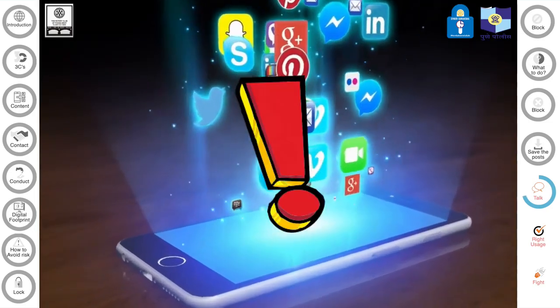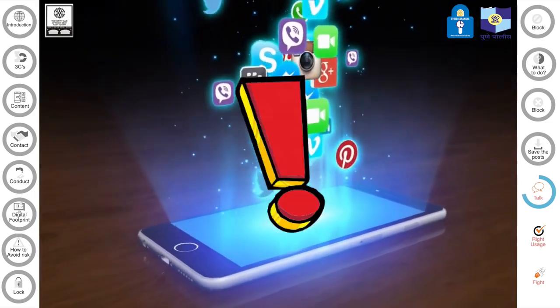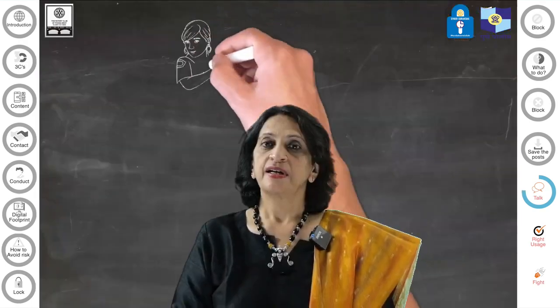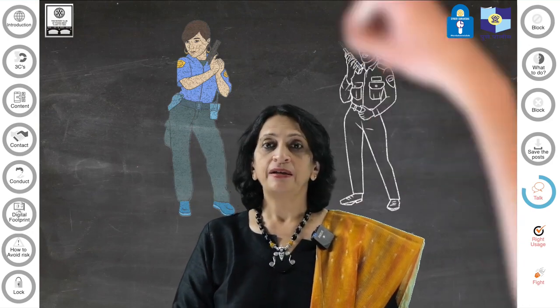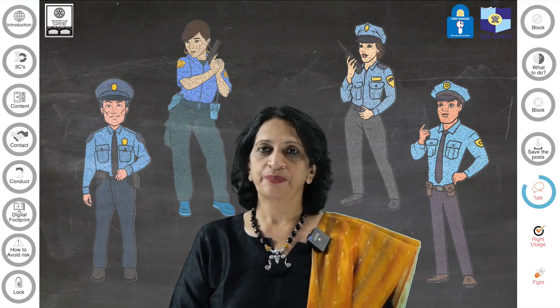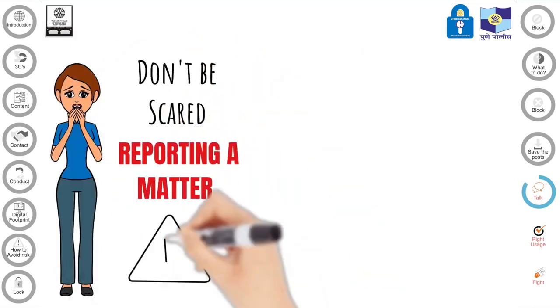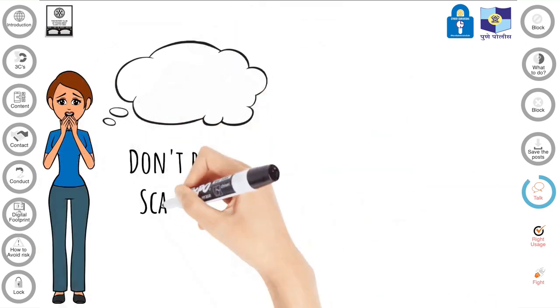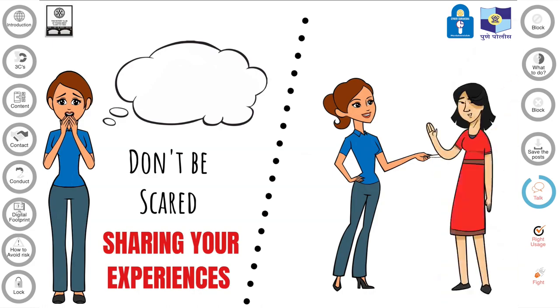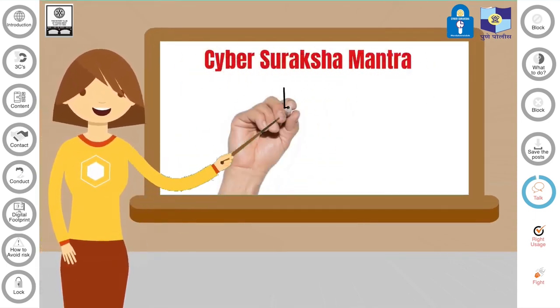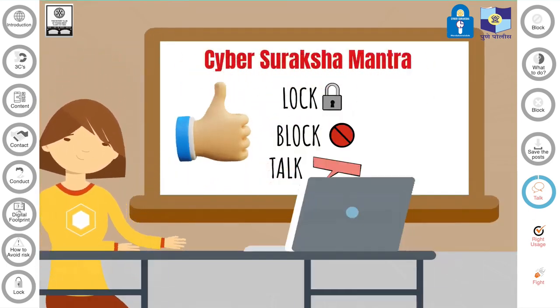Another place that you could report these things on is the platform itself. And of course, there is always the cyber police. These are people who mean you well. These are people who will look out for you and they will tell you exactly what to do. So don't be scared of reporting a matter. Don't be scared of talking out loud. Don't be scared of sharing your experiences. What you say might benefit somebody else. Remember, bolo na. We hope you will use the Cyber Suraksha mantra of lock, block and talk to stay safe online.